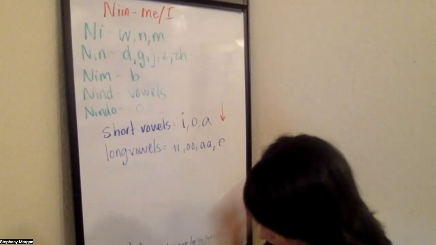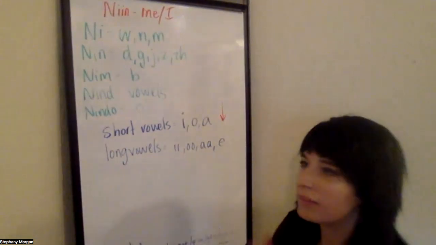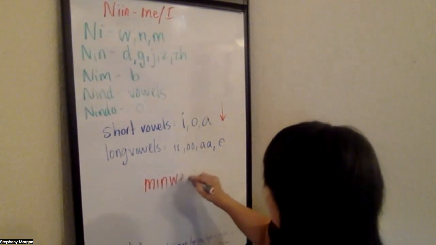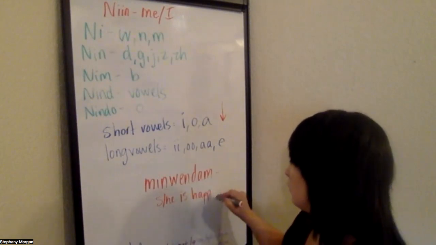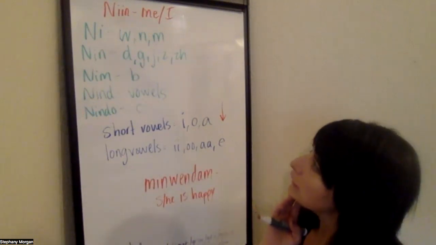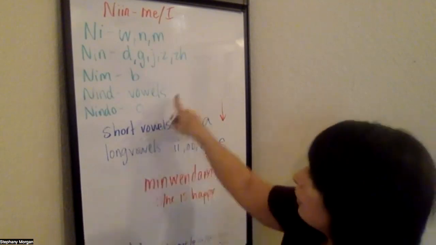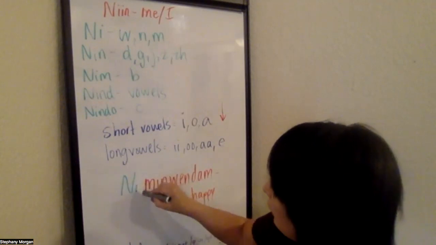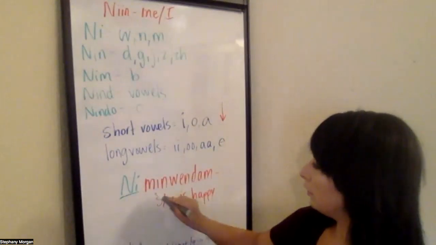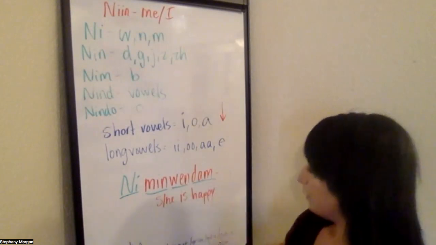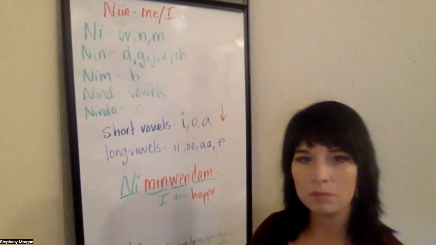Let's see, we already did Ojibwe. Let's try Minwandum. Anyone know what Minwandum means? Minwandum. He or she is happy. We want to say I am happy. What's it start with? It starts with M. All we need to add is ne. It ends with an M, so we don't have to do anything to the end. Niminwandum. I am happy. Oh, niminwandum. I am happy.